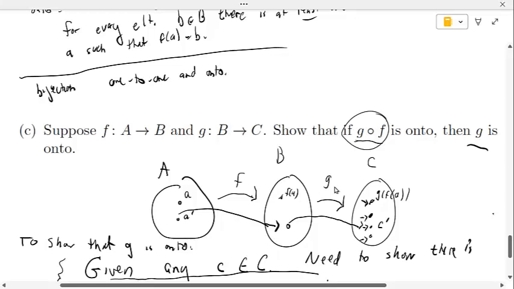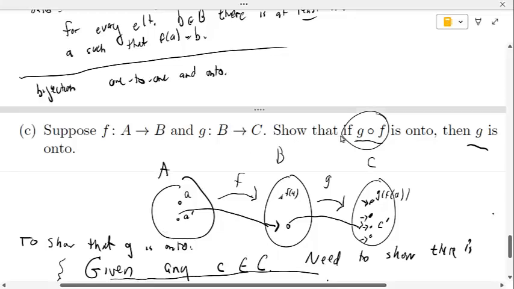Here are my three sets A, B, C. My function F goes from A to B, function G goes from B to C. And the composition goes from A all the way to C. Right? So A, apply F, F gives me F of A, apply G, you get G of F of A. And that's the same thing as G composed F of A. Okay. I want to show that G is onto, given that G composed F is onto.